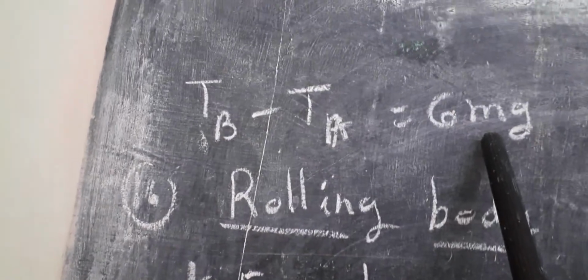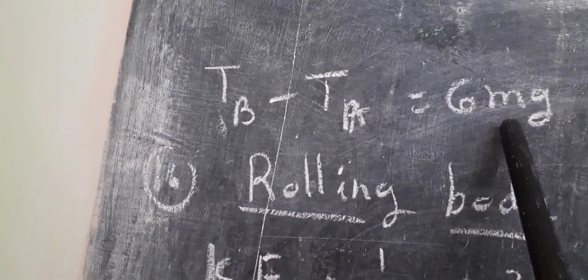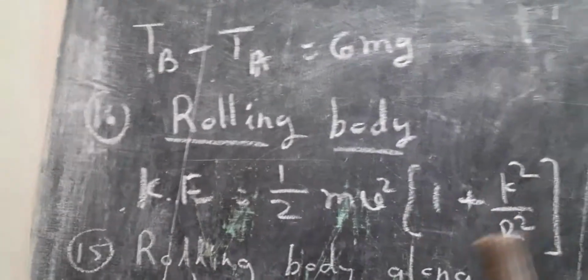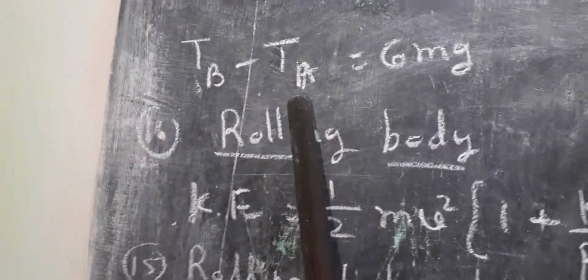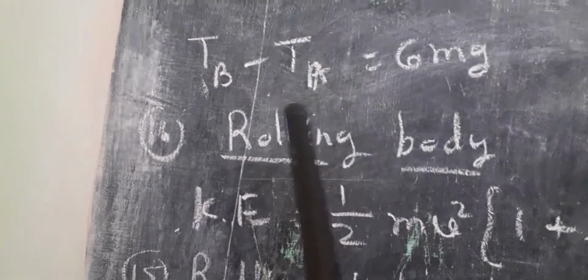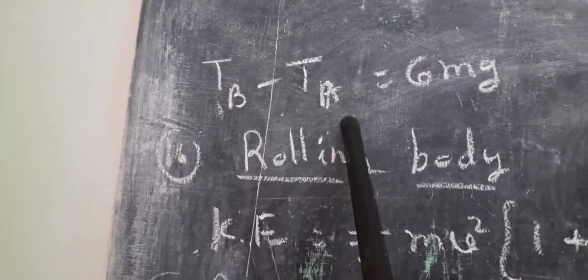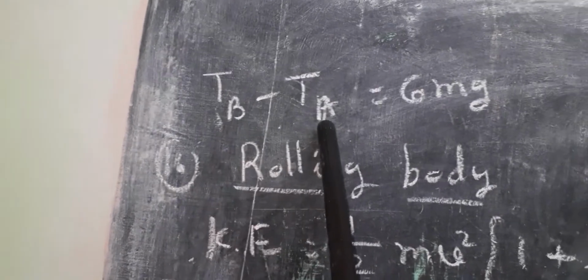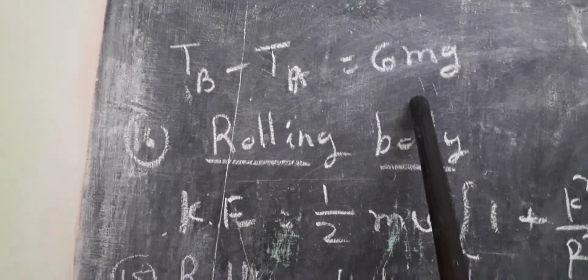In both cases, in VCM by string and VCM by stick or rod, in both cases we get difference in tension at bottom point and at top point is 6 mg.